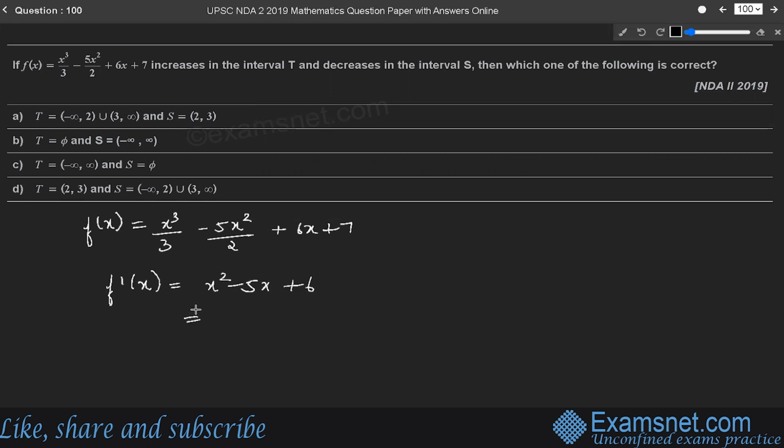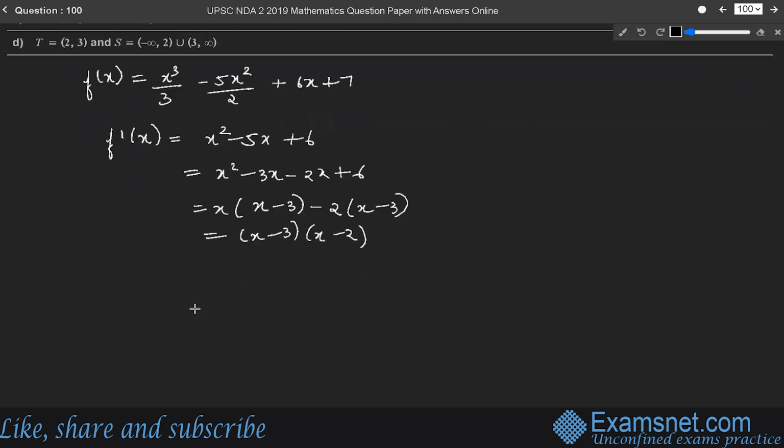So on factorizing it, this can be written as x square minus 3x minus 2x plus 6. We are using the splitting the middle term method here. So taking x common from the first two terms, remaining terms will be x minus 3. Taking minus 2 common from the next two terms, remaining terms will be x minus 3. So the factors will be x minus 3 and x minus 2. Therefore, f dash x is equal to (x minus 3)(x minus 2).